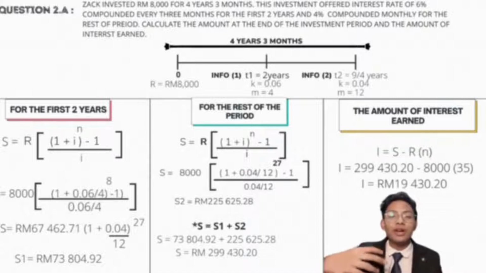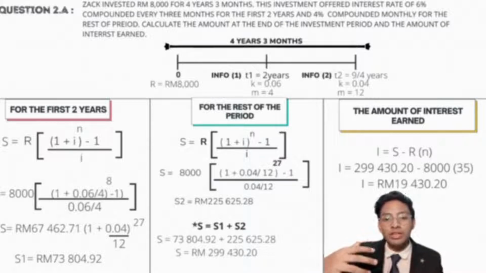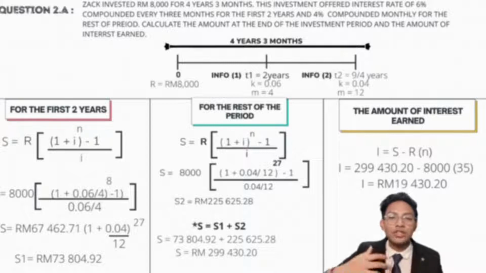Then, the final answer for S2 is 225,625 ringgit and 28 cents. So, to get the amount at the end of the investment plus both of S, and then the answer is 299,430 ringgit and 20 cents. To find the interest amount, which the future value is 299,430 ringgit and 20 cents minus with our periodic payment, which is 8,000 ringgit, and multiply by N, which is 35. The 35 is from both N, 8 plus 27.